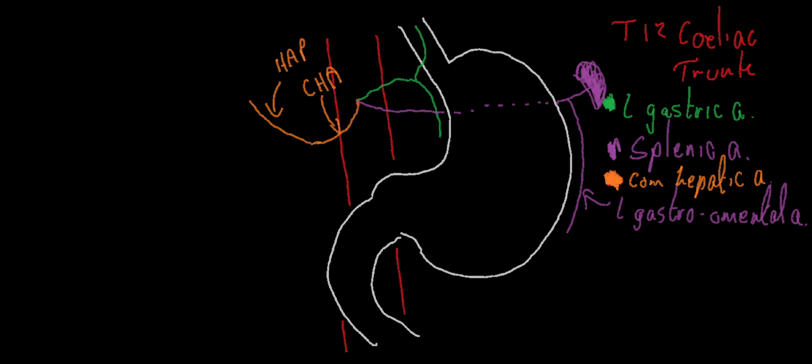And the other branch is going to be the gastroduodenal artery. So that will travel towards, as the name implies, the stomach and the duodenum. So this is the gastroduodenal artery. And the gastroduodenal artery will then bifurcate into the superior pancreatico-duodenal artery and the right gastro-omental artery. So again, these names are quite self-explanatory.